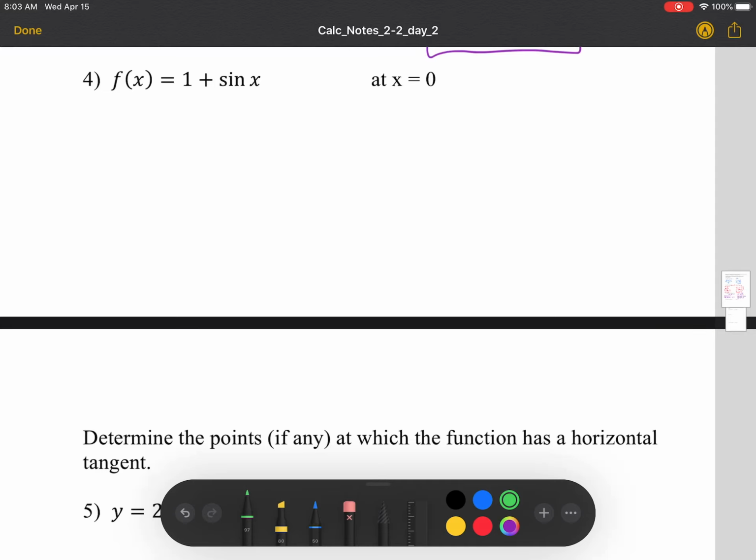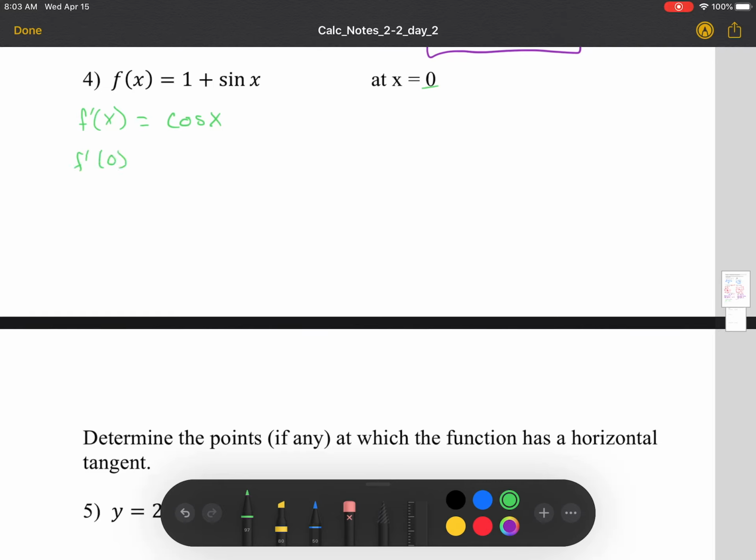Let's move on over to 4. Okay, got something a little different. We got some sine mixed in there, but that's no problem because we remember all our properties, and we know that when we take the derivative of a constant, it goes away, and when we take the derivative of sine, it just goes to cosine of x.